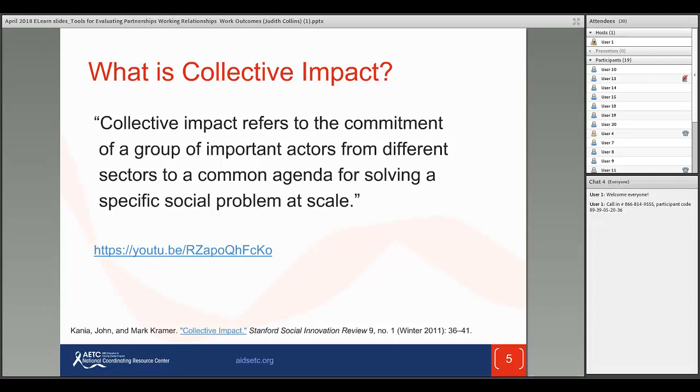They define collective impact right from the article as: collective impact refers to the commitment of a group of important actors from different sectors to a common agenda for solving a specific social problem at scale. So this is cross-sector. It could be government, private, nonprofit, or philanthropic organizations, and typically at large scale or at the community level.